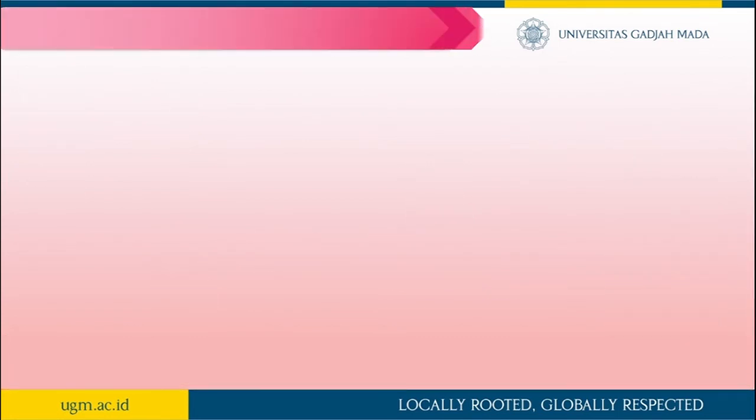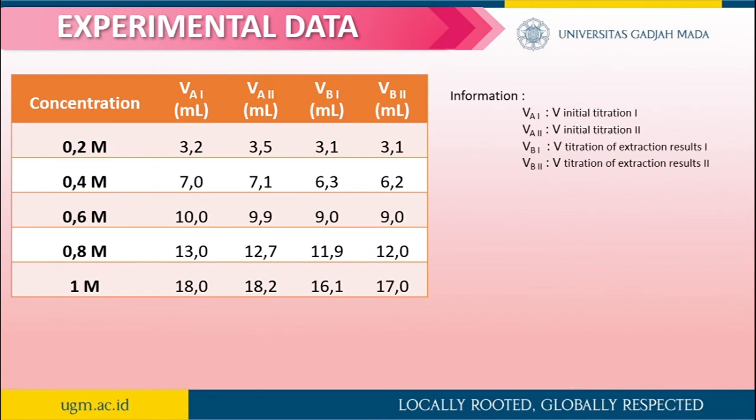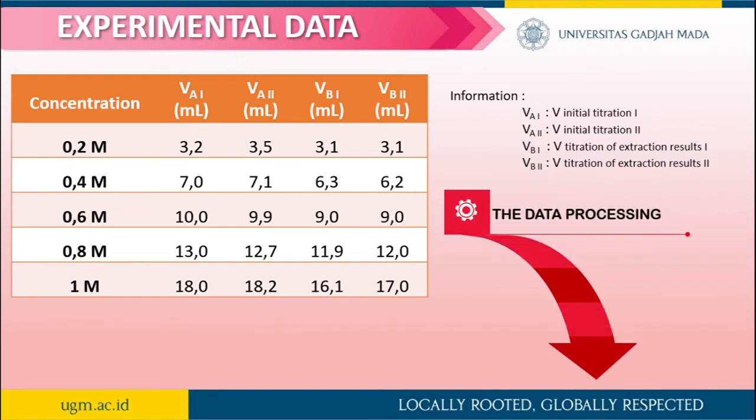And we arrive at the experimental data. After the experiment was done, we got some titration volume data. These are the data of titration part 1 and part 2. VA is the volume of the initial titration, or part 1, and VB is the volume of titration after the extraction process, or part 2. Remember, each titration was repeated twice. Therefore, there are VA1, VA2, VB1, and VB2.